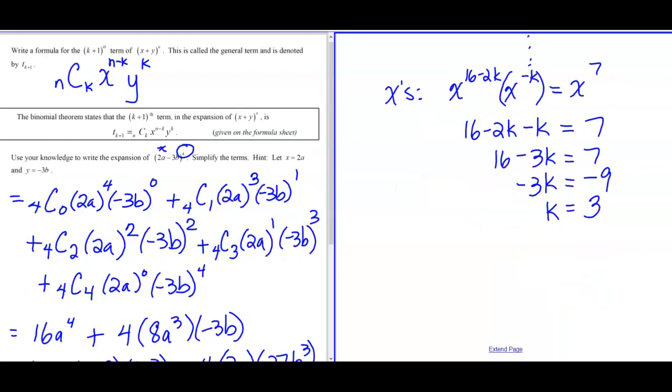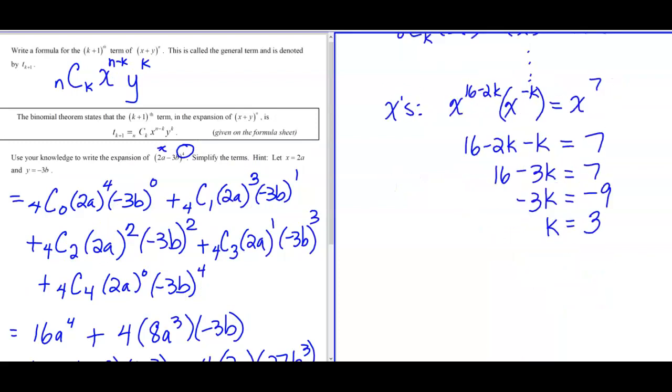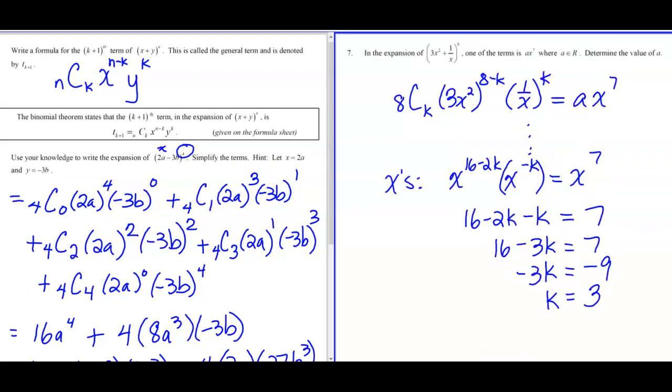All right, so now we want to get the coefficient. So now we really only care about the number part, but I actually put it all back in just to confirm that I get x to the 7, right? So now I take k equals 3 and I do this again, but with 3 instead of k.